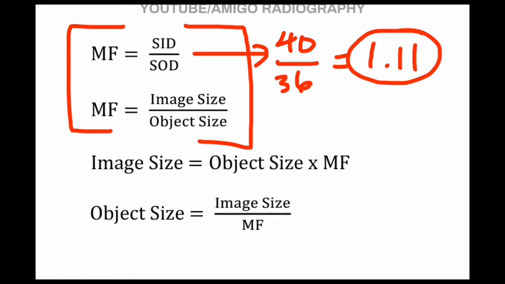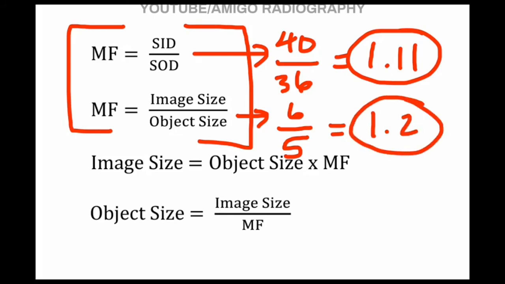A similar equation is this second one, the magnification factor being equal to the image size over the object size. Very similar, but if we do that calculation, an example of that would be an image of a part being 6 inches over the actual part being 5 inches, which equals a magnification factor of 1.2. And obviously the magnification factor can be a wide range of numbers depending on the SID and the SOD.